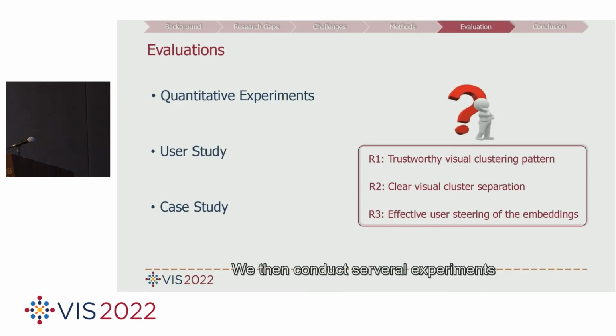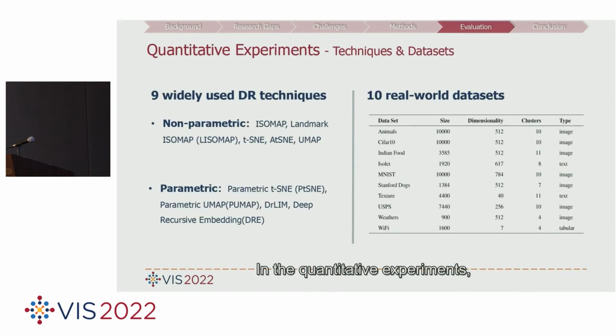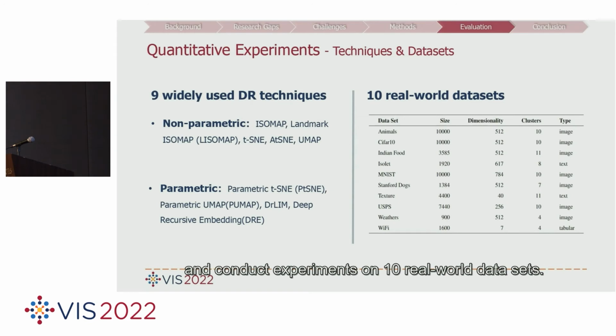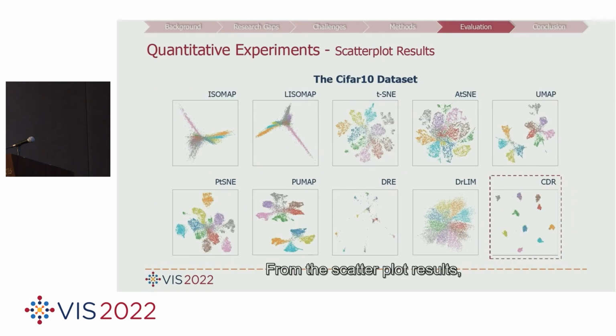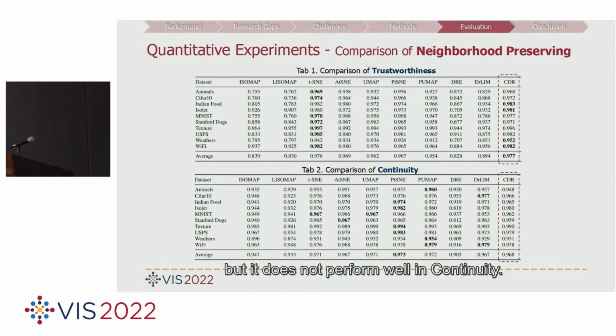We then conduct several experiments to evaluate whether CDR can meet all these three requirements. In the quantitative experiments, we select both parametric and non-parametric techniques for comparison, and conduct experiments on 10 real-world datasets. From the scatter plot results, we can notice that different clusters are well visually separated in CDR. The numerical results show that CDR achieves performance comparable with t-SNE in trustworthiness, but it doesn't perform well in continuity, as the calculation of continuity includes false neighbors. Removing them in the embedding space will decrease the continuity.